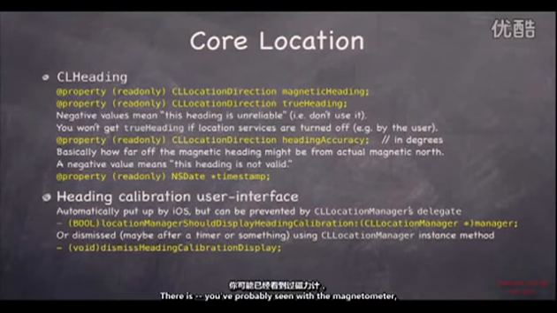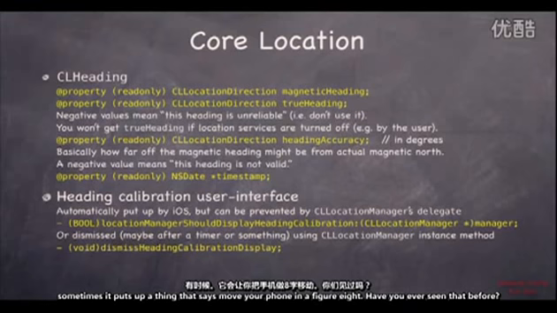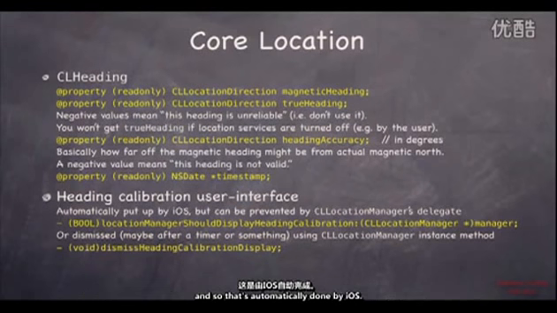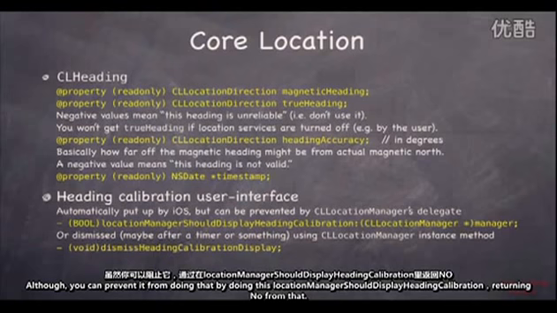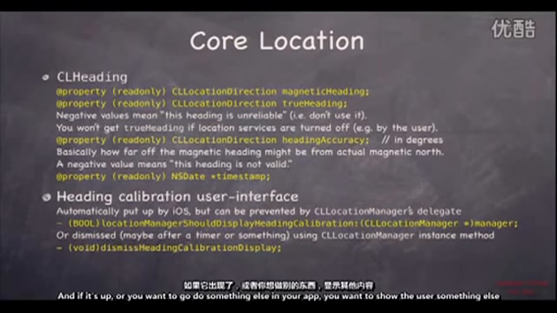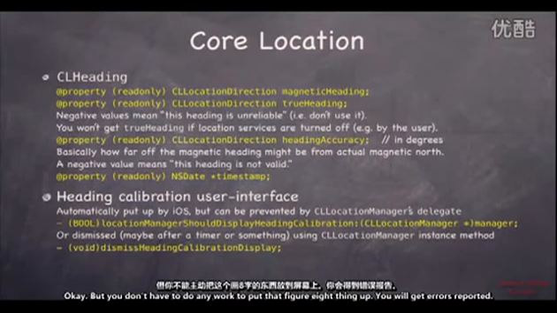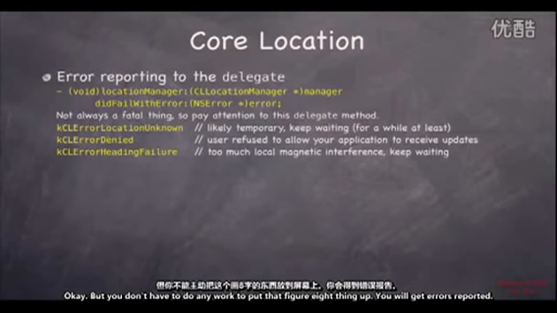You've probably seen with the magnetometer, sometimes it puts up a thing that says, move your phone in a figure 8. Have you ever seen that before? That's so that it can kind of measure local magnetic interference, right, in the magnetometer. And so that's automatically done by iOS, although you can prevent it from doing that by doing this location manager should display heading calibration, returning no from that. And if it's up, or you want to go do something else in your app, you want to show the user something else, and you just want that thing off the screen, whether they've done the figure 8 or not, you can dismiss it as well. Okay? But you don't have to do any work to put that figure 8 thing up.